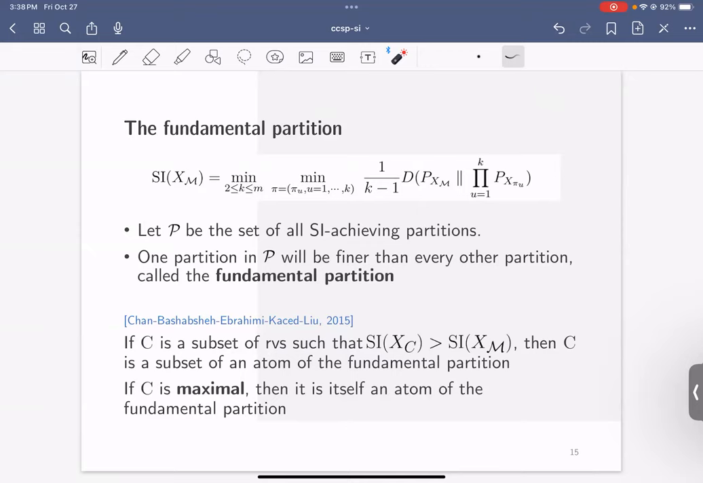I saw something about submodularity after the top of that. Oh yeah, I'm going to come to that.